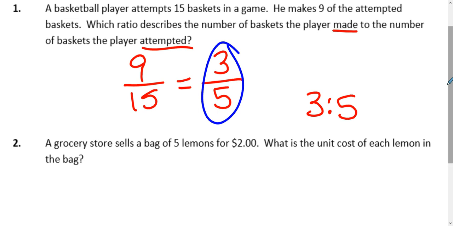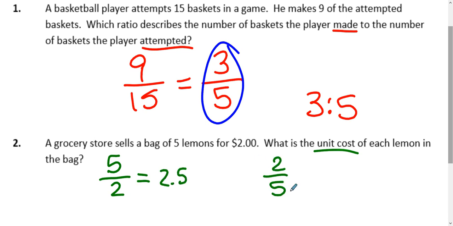A grocery store sells a bag of lemons at 5 lemons for $2. What is the unit cost of each lemon? The unit cost. So there are 2 ways that people do this. One is right and one is wrong. Sometimes people say, oh, look, 5 divided by 2, that's 2.5. And sometimes people say 2 divided by 5, that's 0.4.